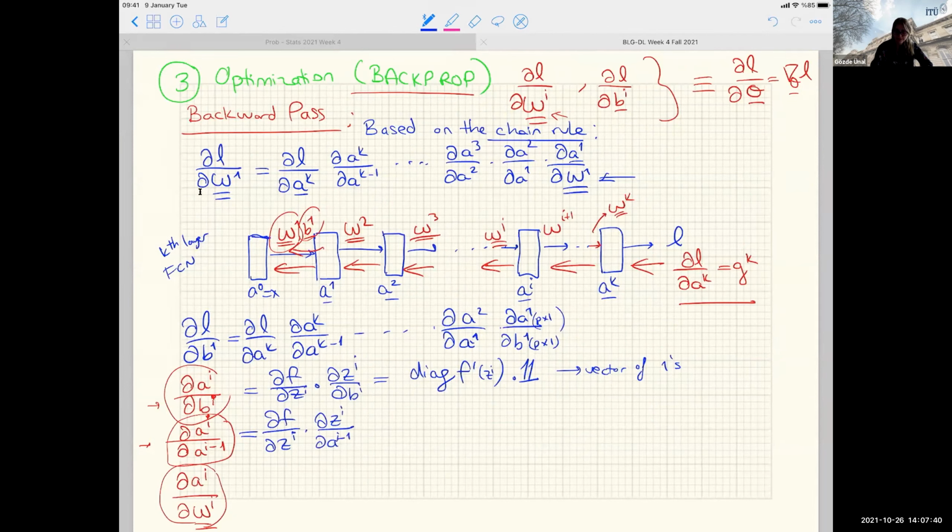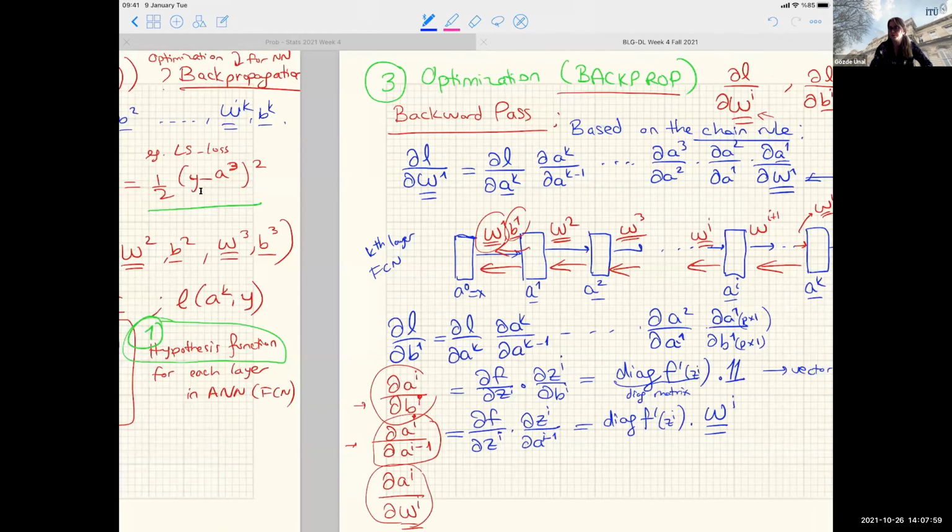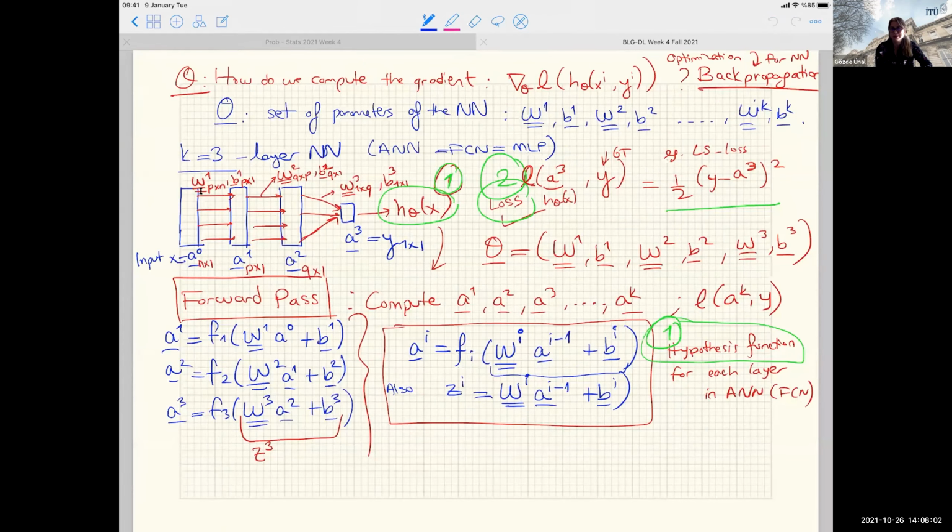Okay. Again, this time it's a diagonal matrix. This is a diagonal matrix, diag F prime of the I times the WI matrix. I'm just reading these off from the equation, okay?